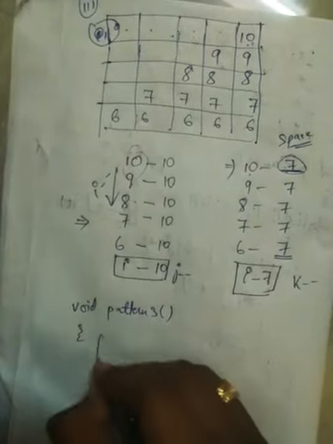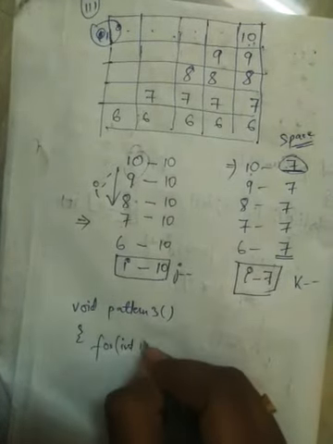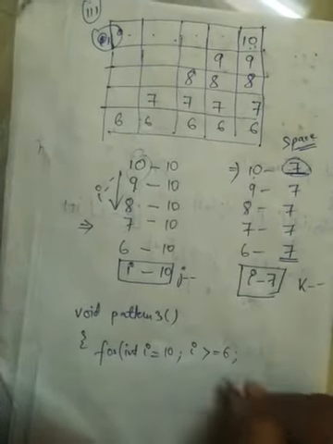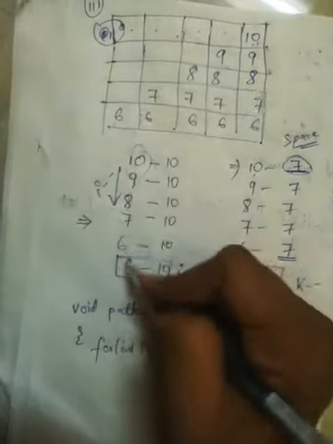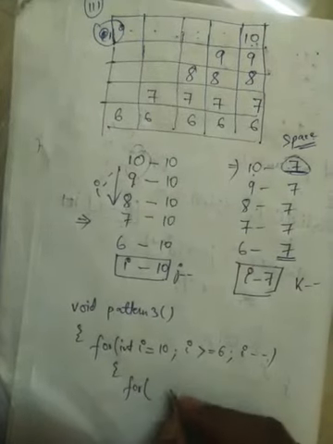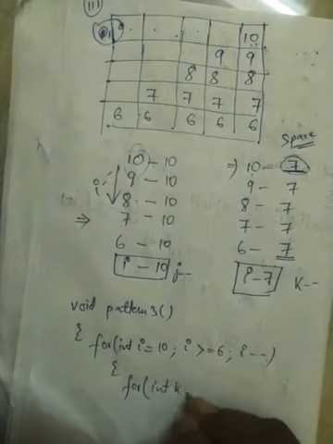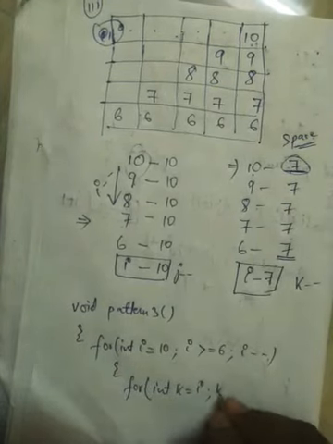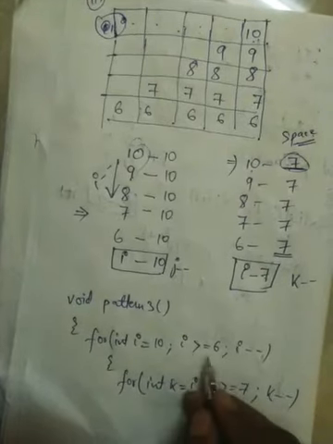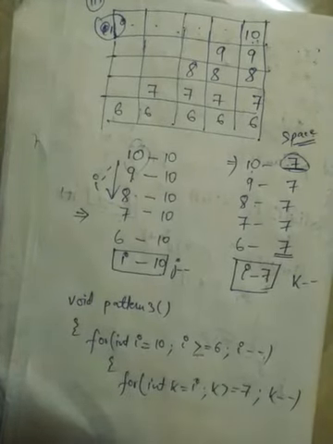For loop 1 will be what? For int I equals to how much? 10. I greater than equals to 6 and I minus minus. This I have seen to make the I loop. Then we'll make the k loop: for integer k equals to I, k greater than equals to 7 and k minus minus. When minus we have to have greater than, when plus we have to have less than.